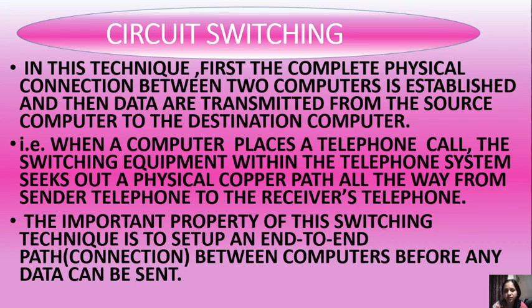Here the second point, that is when a computer places a telephone call, the switching equipment within the telephone system seeks out a physical copper path all the way from the sender's telephone to the receiver's telephone. The important property of this switching technique is to set up an end-to-end path or connection between computers before any data can be sent. So this is the circuit switching.